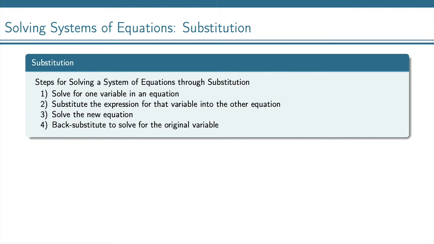Solving systems of equations, so finding the values of the variables that satisfy each equation, can be done in multiple ways. One way is through substitution. And the method of substitution is where we solve for one variable in a single equation and then plug it into another equation to reduce the number of variables that appear in that equation.